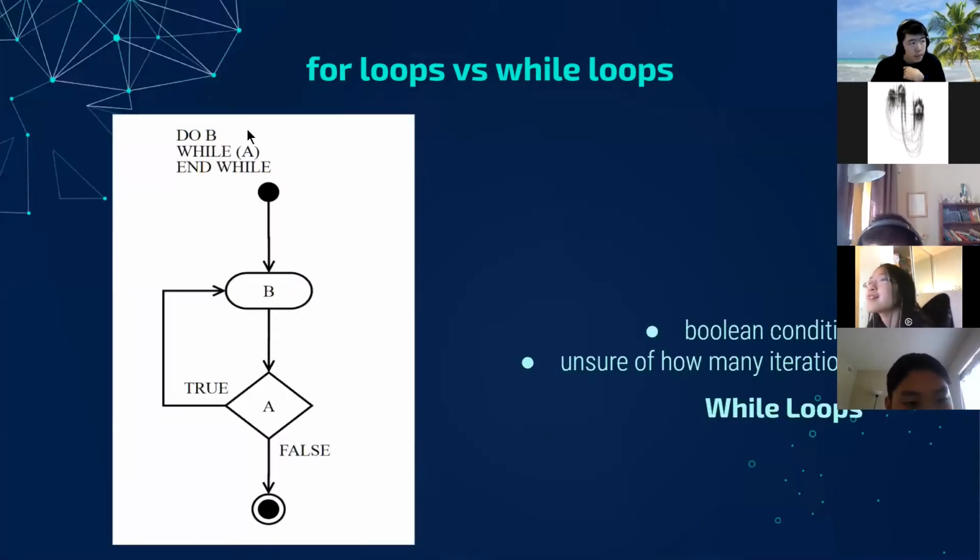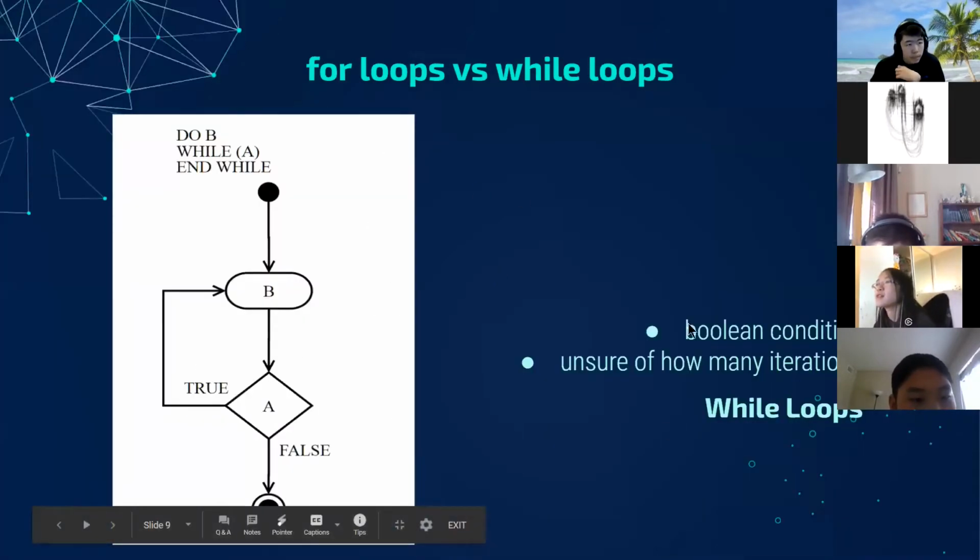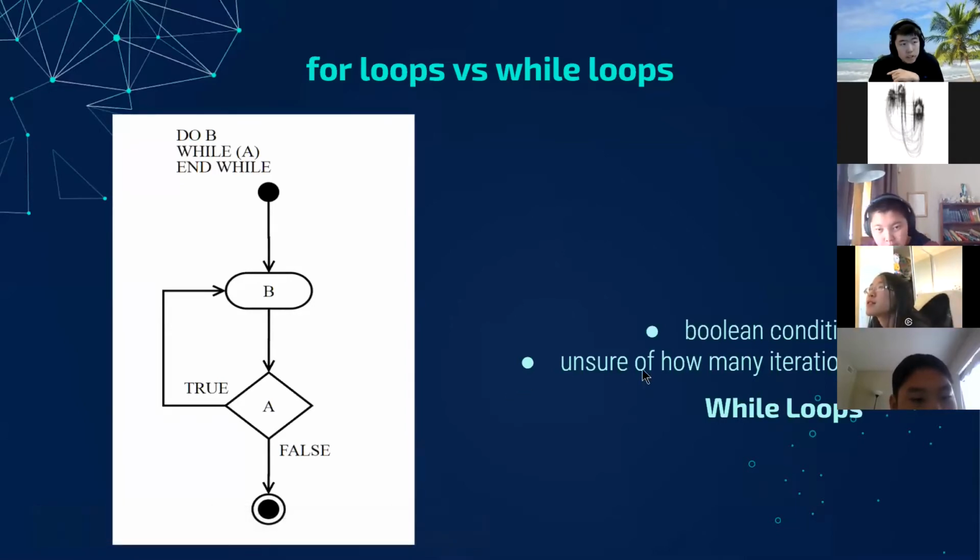So this is a diagram of a while loop. It's much more simple. Basically, just note over here that there's a Boolean condition and you're unsure of how many iterations. So in the example I just used, the Boolean condition would be that you keep on looping as long as you aren't tired and you don't quit, and you make it within the time interval of each back and forth. And that's the main advantage of a while loop over a for loop, right?